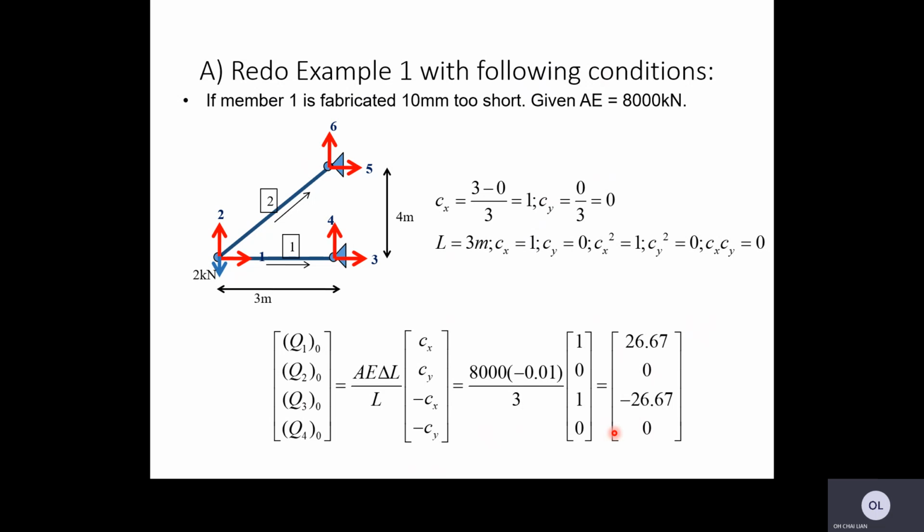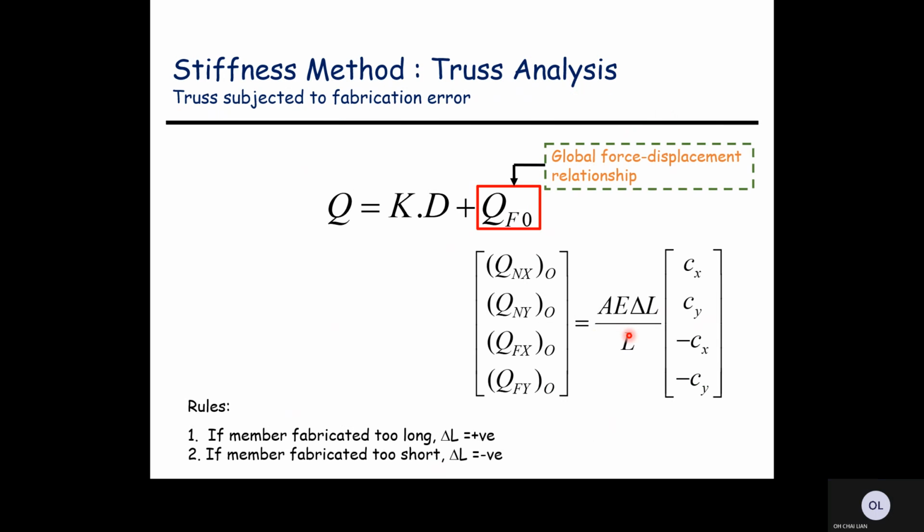We're going to continue with the previous example, but now the member has some conditions. Let's say member 1 is fabricated 10 mm too short, and AE is given to you with this value at 1000 kilonewton. So we are going to use this equation, fabrication error, and we need to determine the Q naught.